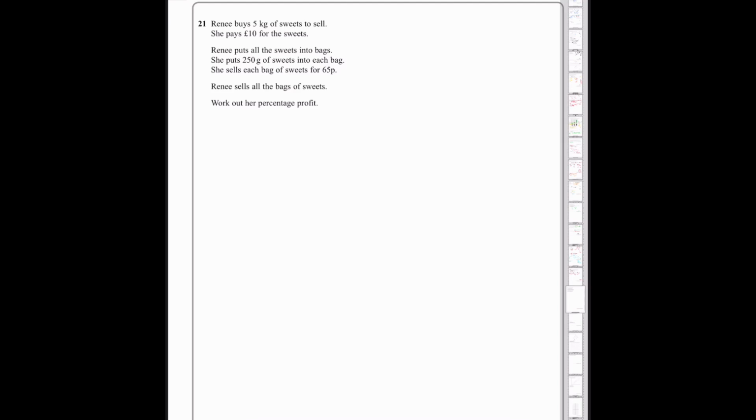So when you're looking at a question like this, start from the beginning. It's telling you that she buys 5 kilos of sweets. You can read it through a few times to get the gist. It says she pays £10 for them, and then she splits them into 250-gram bags and sells them for 65p. So the first thing I think about is, I've got 5 kilos, so I know that that's 5,000 grams for £10. Now, she then splits that into 250-gram bags. If I do 5,000 divided by 250, that gives me 20 bags.